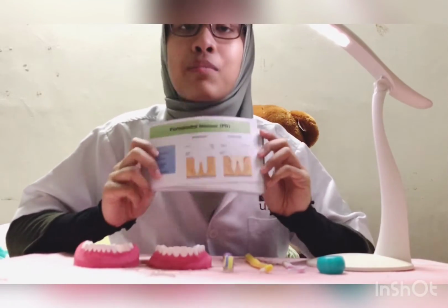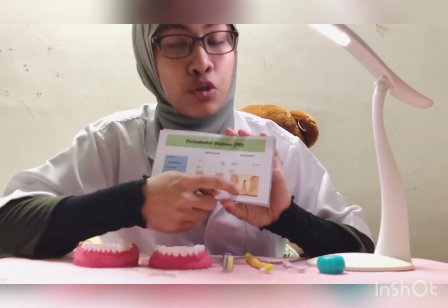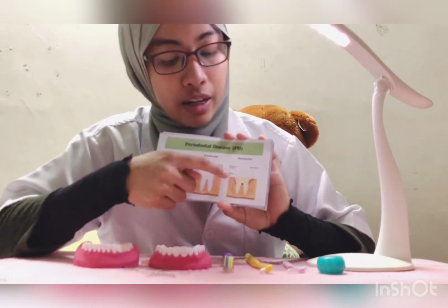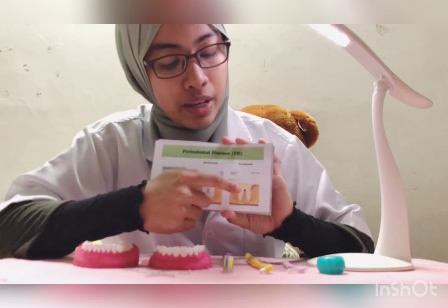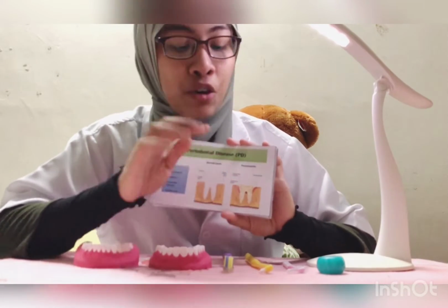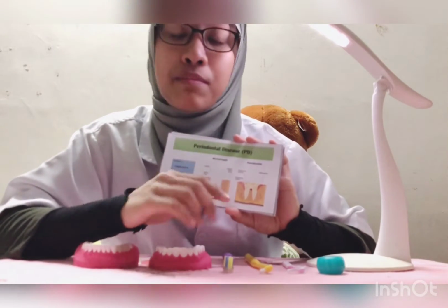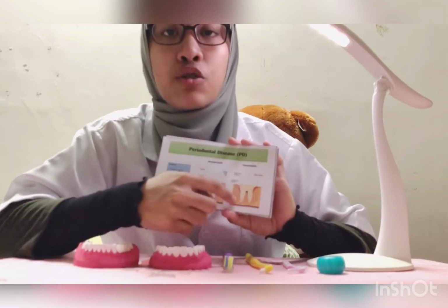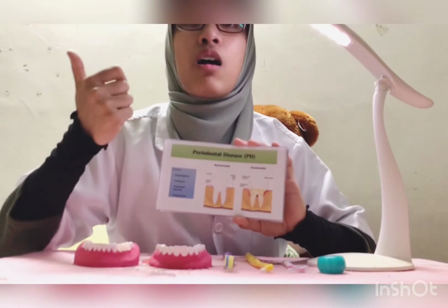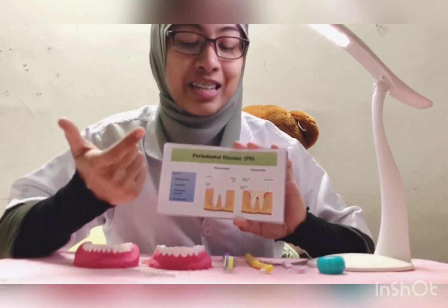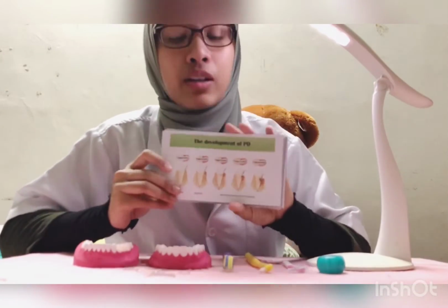Next is gum disease. Gum disease is the disease that affects the tissues around our tooth, the gums and bones. This happens when we let plaque attach on our tooth surface and leave it untreated for a long time. It can cause changes in the tissues around the tooth, and this gum disease includes gingivitis and periodontitis.